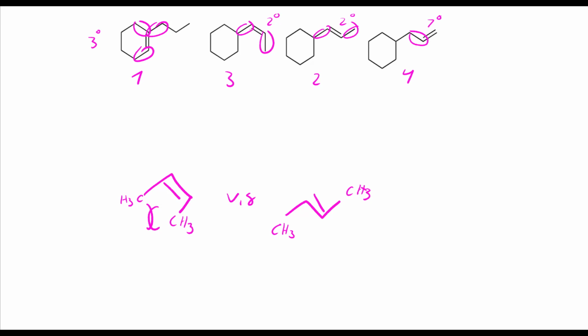Notice that they're both internal. They're not terminal double bonds, but the trans one is going to be better. The cis one is going to be worse, right? So this is going to be the most heat. This is going to be number 1 for heat. This is going to be number 2 for heat, 3, and 4. So the most stable gives us the least amount of heat, and the least stable is going to give us the most heat whenever it does reactions.